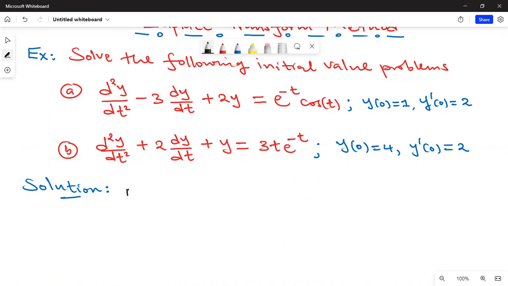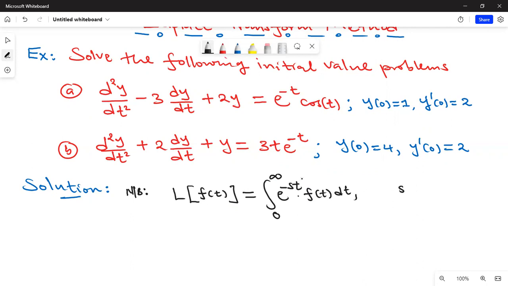I want us to take note of what you mean by the Laplace transform. Of course, we are going to be using the L to be the Laplace transform operator. When it operates on a function f of t, it is defined by the integral from 0 to infinity of exponential negative st times f of t dt. This is an improper integral, and the s here is a dummy variable.